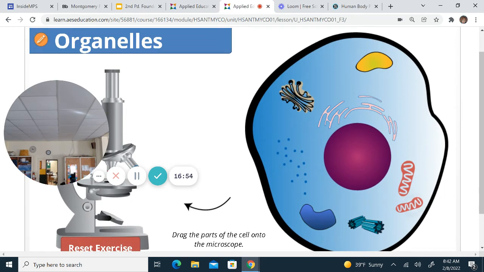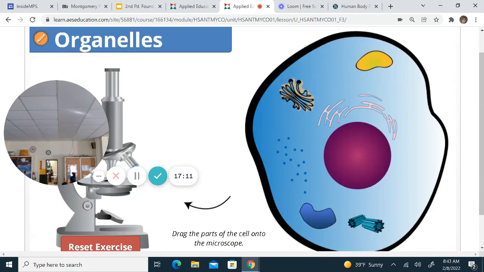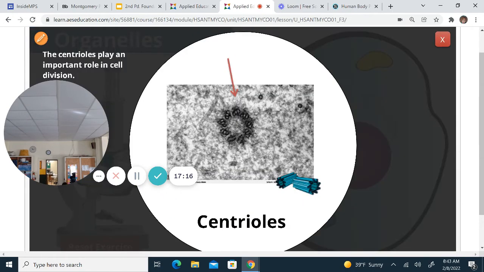All right, so let's look at this. Mitochondria break down nutrients to help make the major energy source for the cell, adenosine triphosphate, ATP. They are often referred to as the powerhouse of the cell. So that's your mitochondria. The centrioles play an important role in cell division. They exist in a single pair in the centrosome in each cell, which is located near the nucleus. So these are your centrioles.